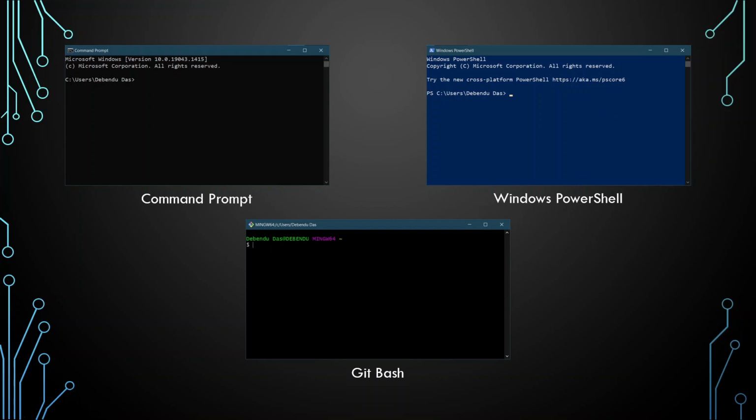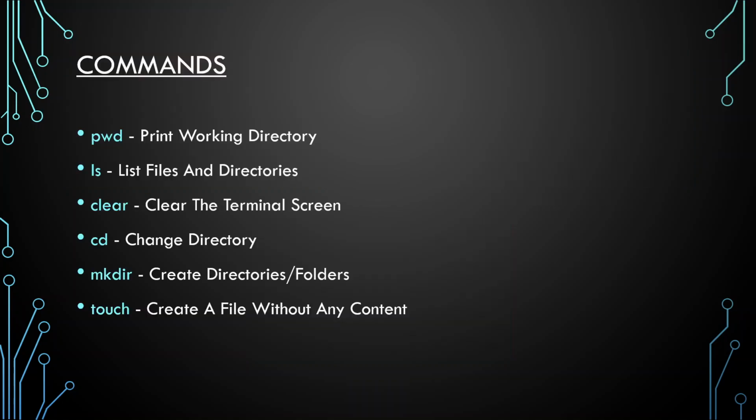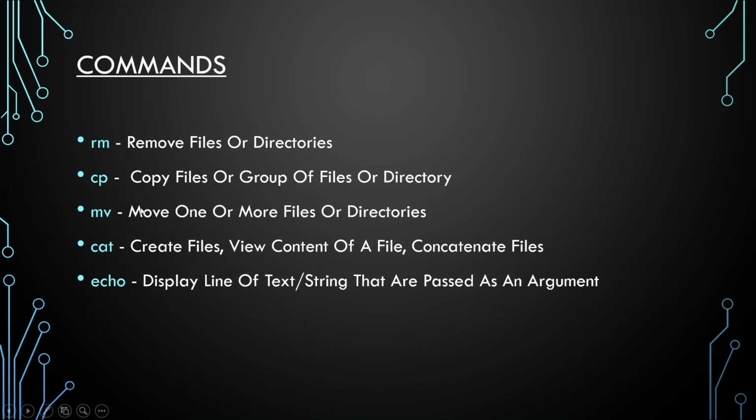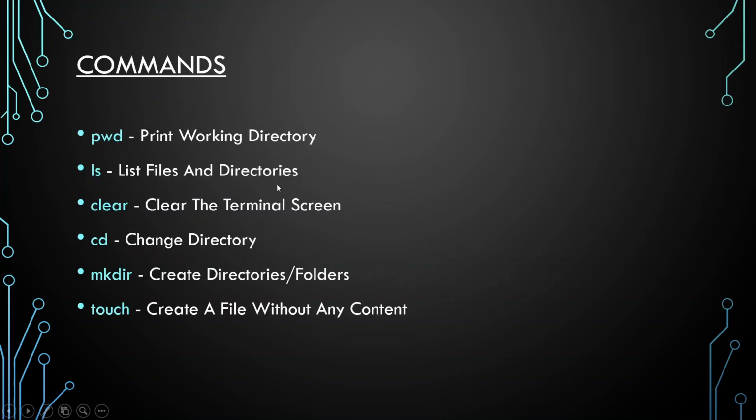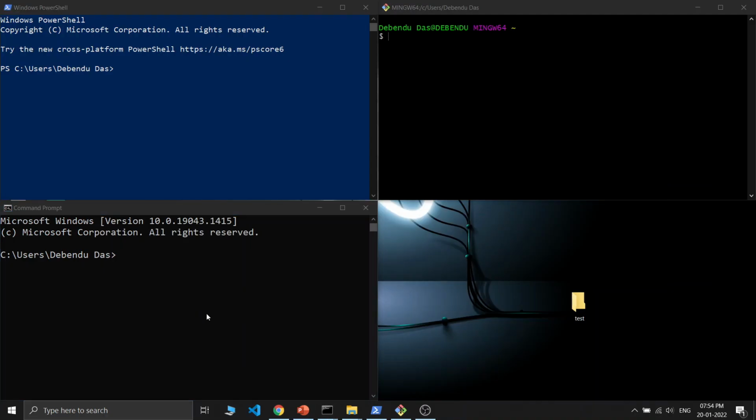To begin learning how to use the terminal, we will perform these commands: pwd, ls, clear, cd, mkdir, touch and some others. Those commands we will perform now, so let's go to the code. I opened three terminals in my system: Command Prompt, Windows PowerShell and Git Bash.